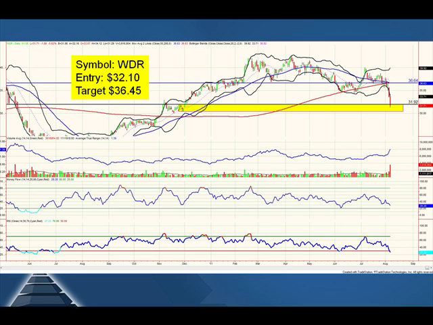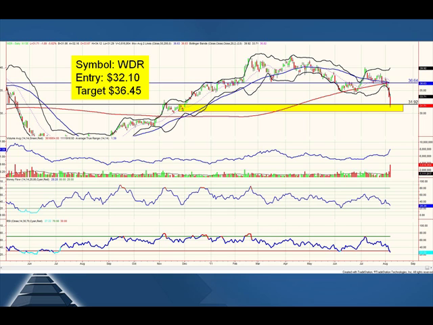Today we're going to be reviewing 3 stocks, and these are purely technical trades that we're going to be going through with you today. After the volatile weeks last week, including a 500-point down day on Thursday, August 4th, many stocks are oversold. So one of the things that we're going to be looking at here is stock WDR.